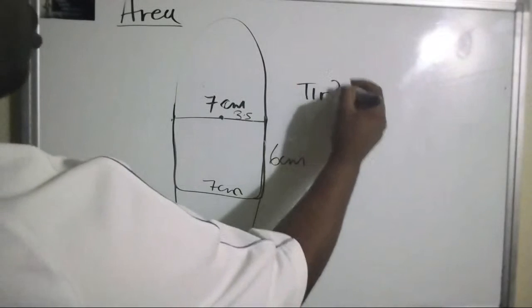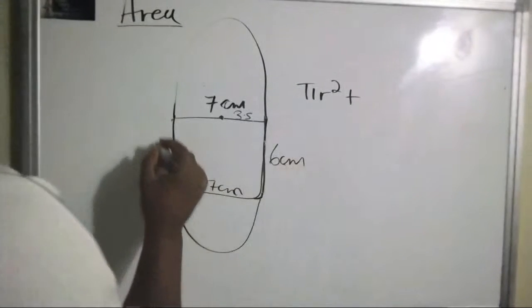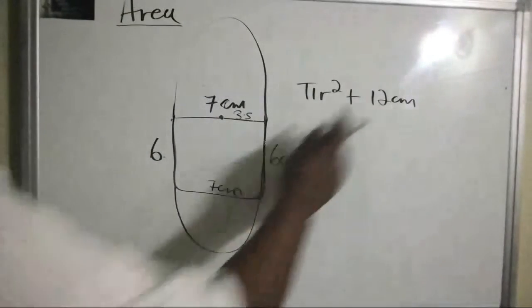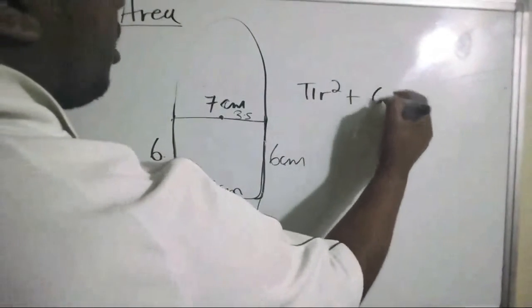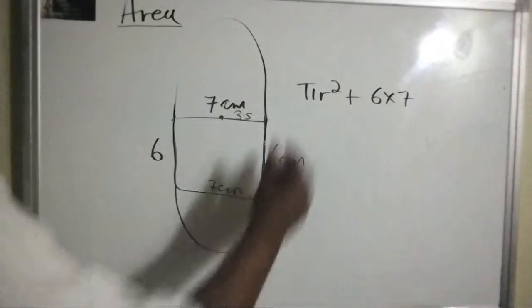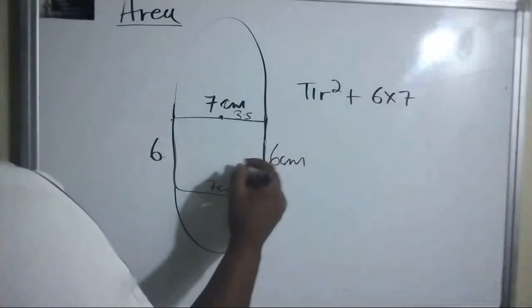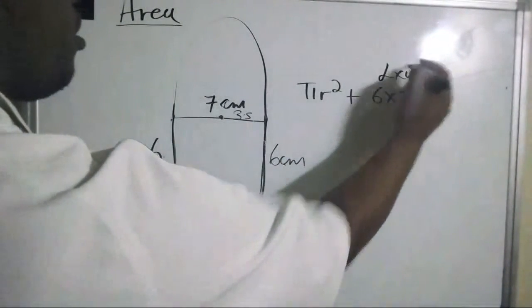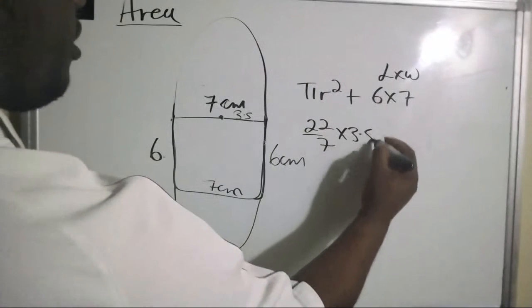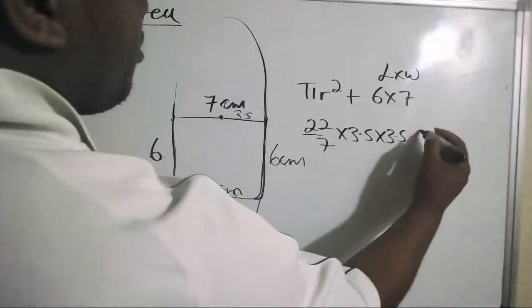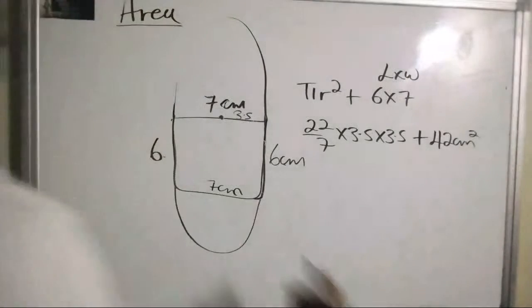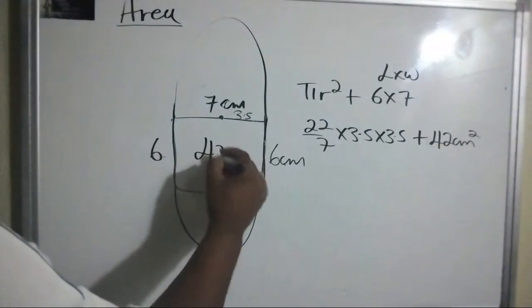So it's pi r square plus the two sides, right? So we call that 12, because it's, no, 6 times 7 rather. Alright, so let's just find the area for the circle. And this is a rectangle, which is length times width. So 22 over 7 times 3.5 times 3.5 plus 42 centimeters squared, because we're going to multiply 6 by 7. So this works out to 42.